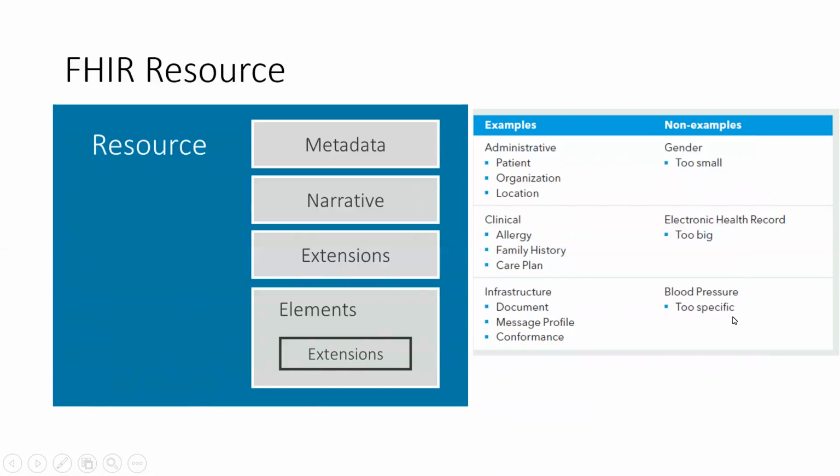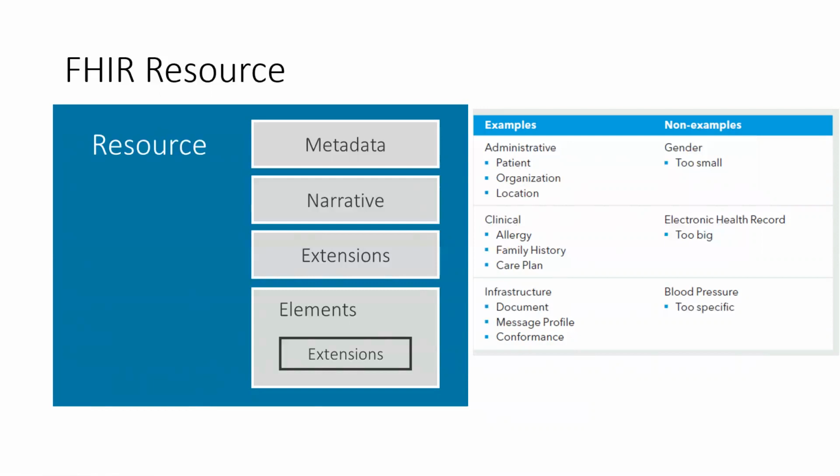Let's say you're talking about a blood pressure. Again, that's too granular. It's very specific and it wouldn't be a good FHIR resource example. But the columns that I specified at my left side, like administrative, under which we have patient, organization, and location, become a good candidate for a FHIR resource. Likewise, clinical. We have care plan, family history, and allergy, and that put together would form a good FHIR resource. Infrastructure, under which we have document, conformance, and message profile, are good candidates as well.